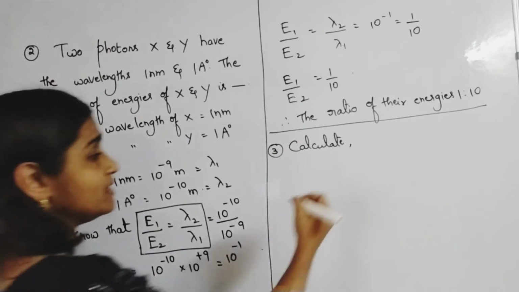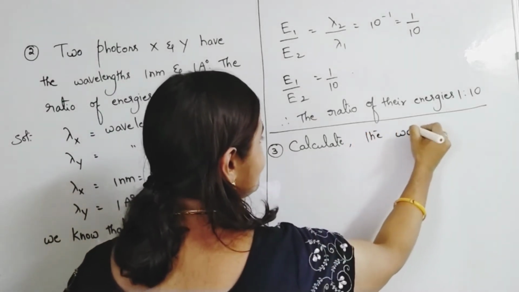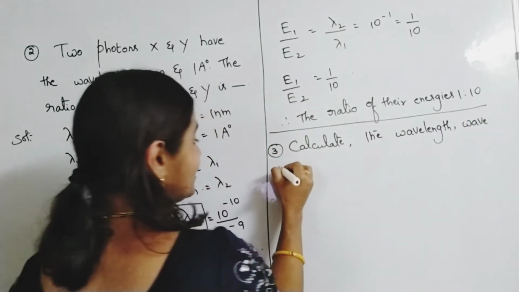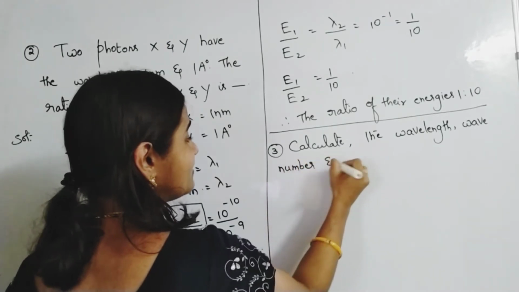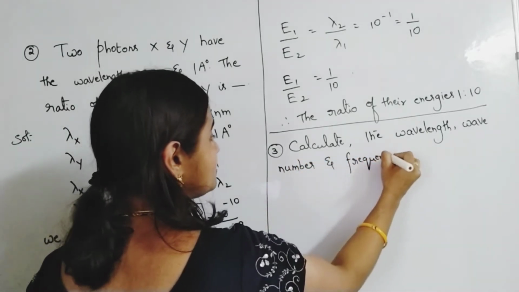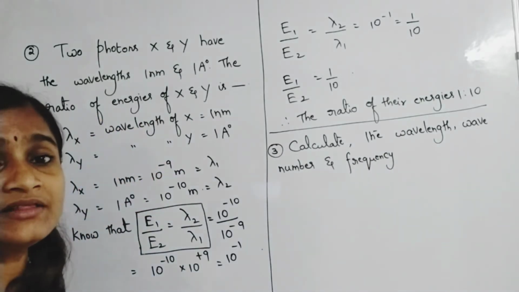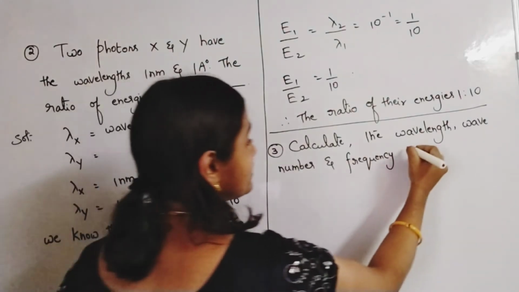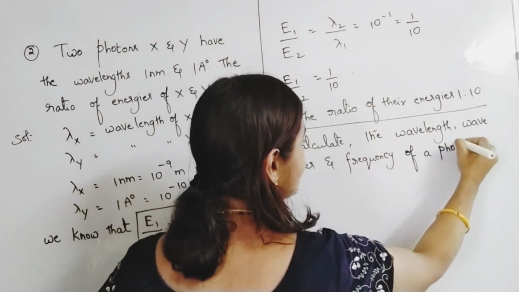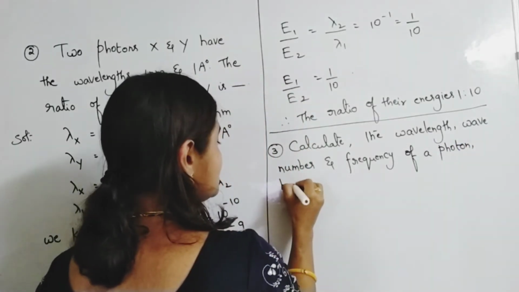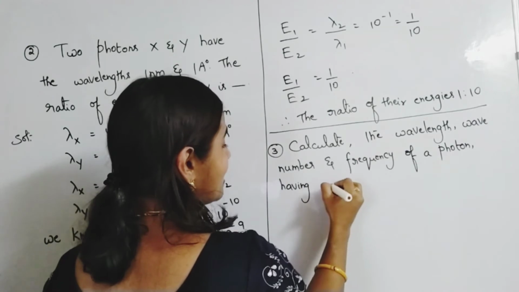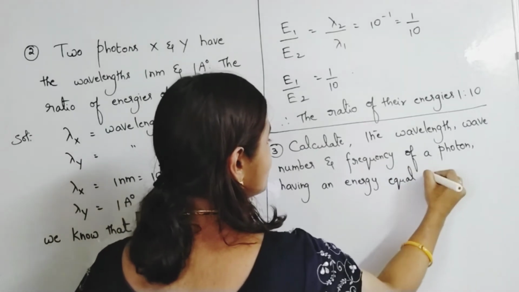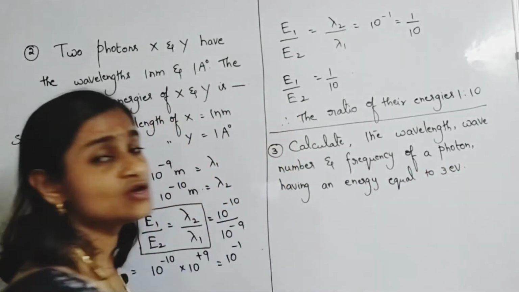Calculate the wavelength, wave number, and frequency. All three you need to calculate. Calculate the wavelength, wave number and frequency of a photon having an energy equal to 3 electron volts. This is the question. Energy of a photon is given.